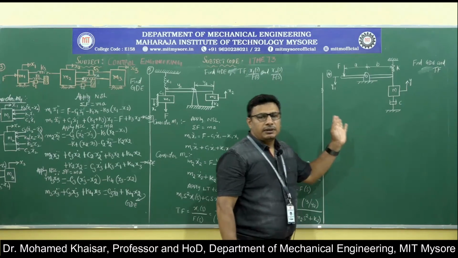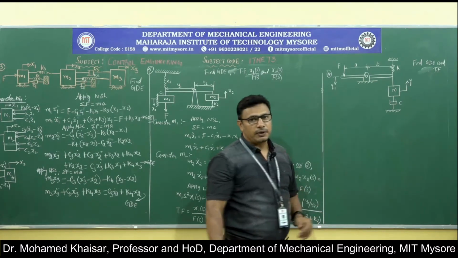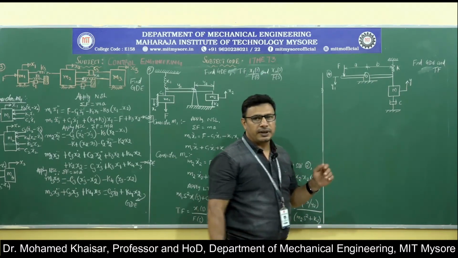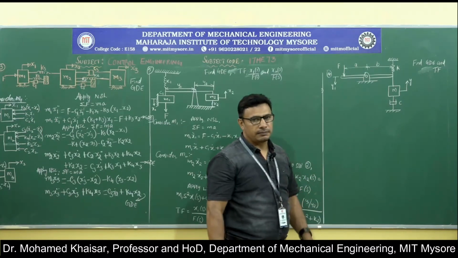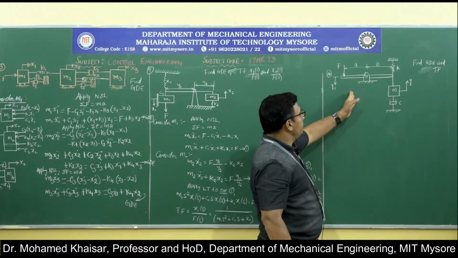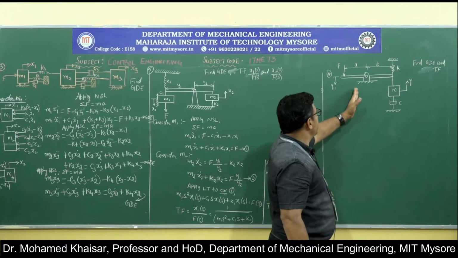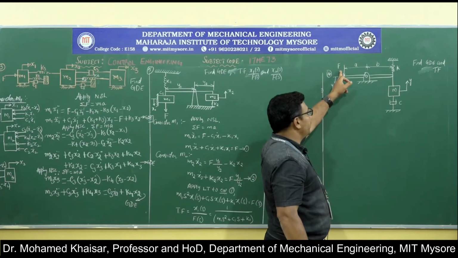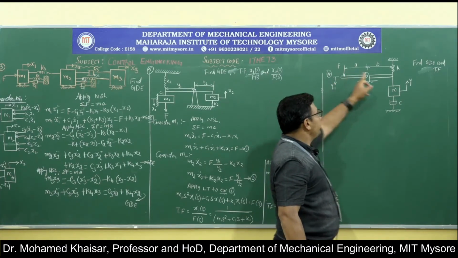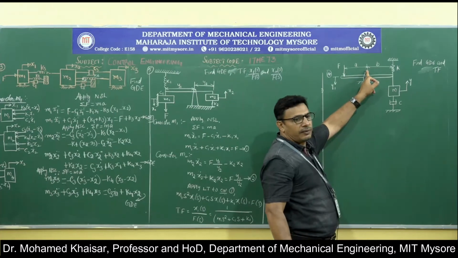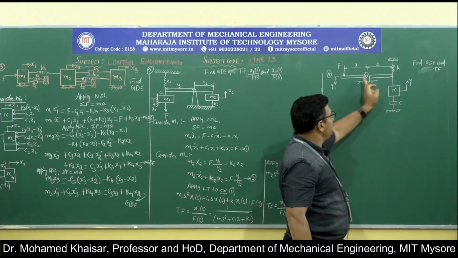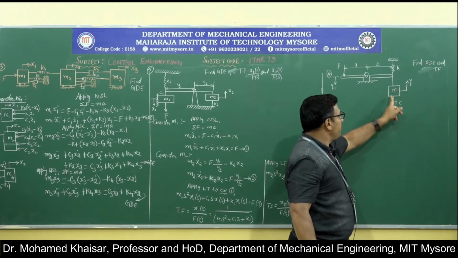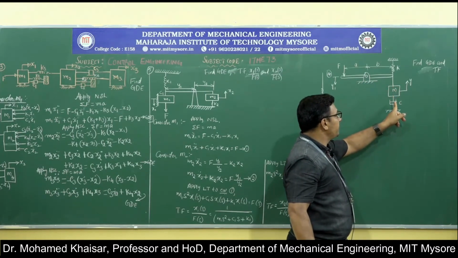Let us try to solve one more problem. It is not a spring mass damper system, it is a leverage problem. This is a problem given to us that there is a lever, and a force is applied over here vertically downwards. From the support, it is at a distance of A. Then on the other end, there is a mass, spring and damper system.